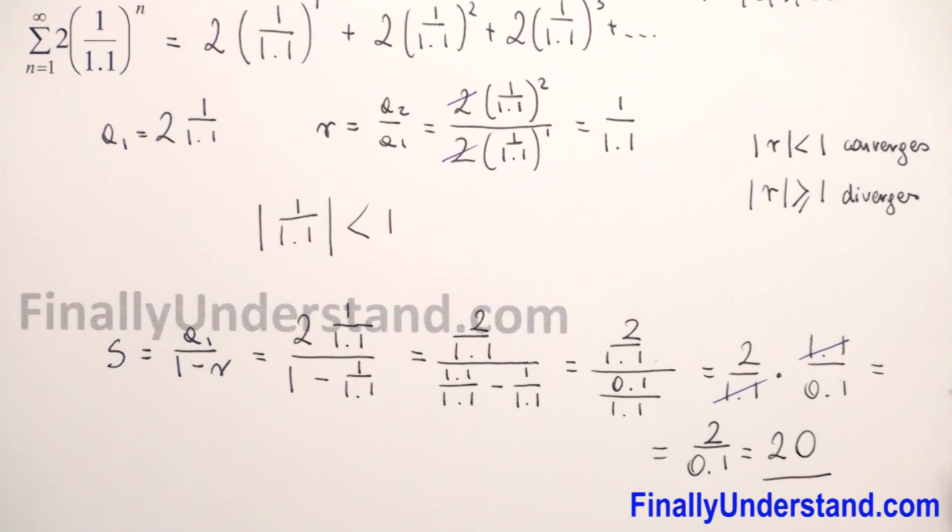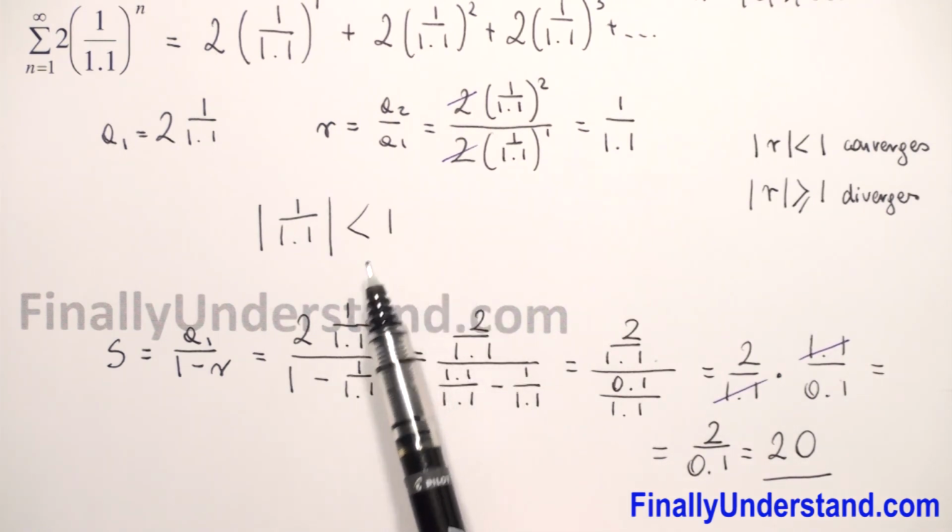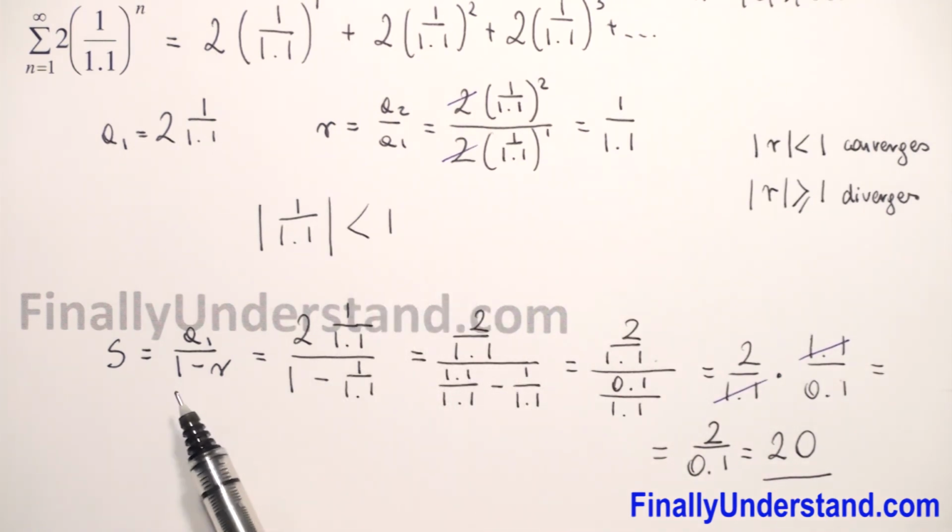We calculated the sum of our series because the absolute value of the common ratio is less than 1. That's why we can use this formula. We have here a series that converges. That's why we can calculate the sum. This is my solution.